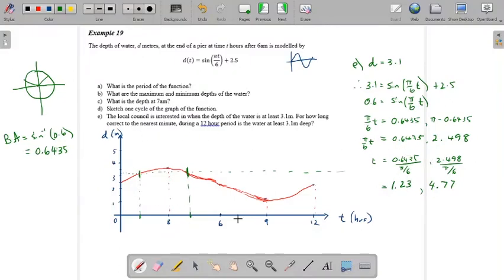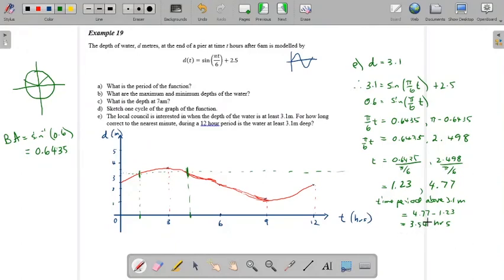Okay. Now, what the question is actually asking is for how long, correct to the nearest minute, during the 12-hour period. So we need to find the difference between these two. So this one here corresponds to this point, and this answer here, 4.77, corresponds to this point. So our time period above 3.1 meters is equal to 4.77 minus 1.23, which is 3.54 hours. Okay, but to the nearest minute.